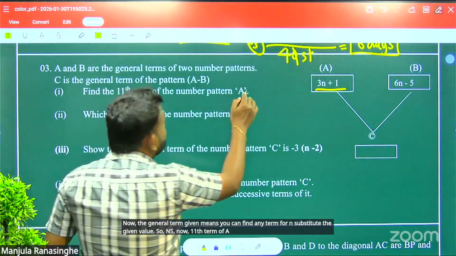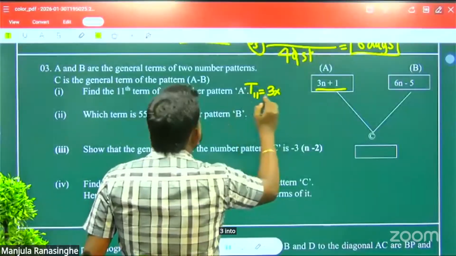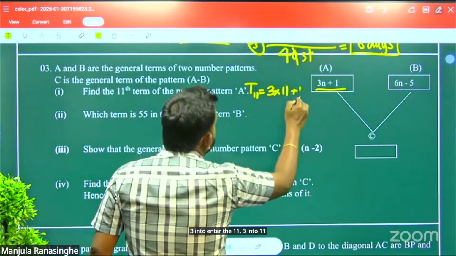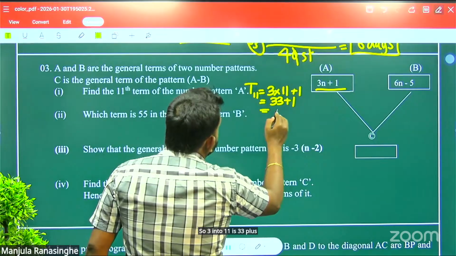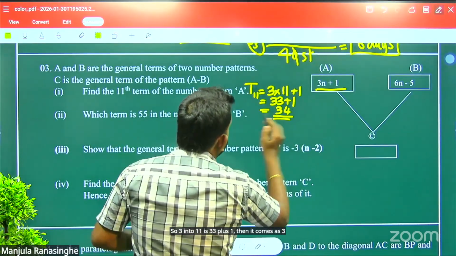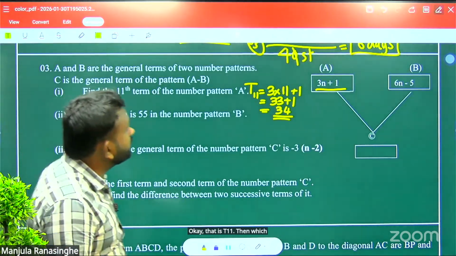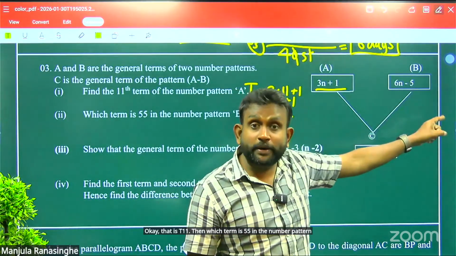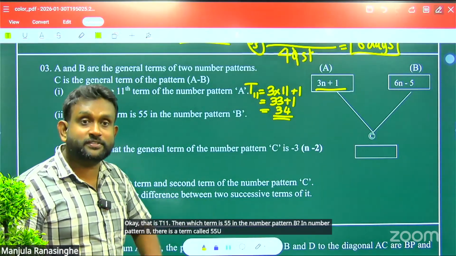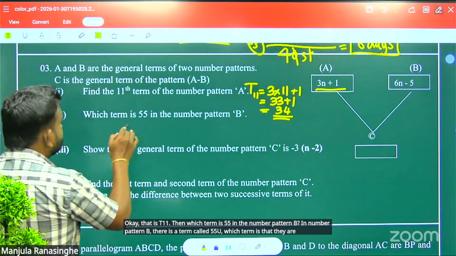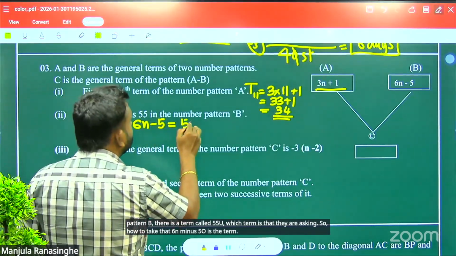So then you can take T11 equals 3 into 11 plus 1. So 3 into 11 is 33 plus 1. Then it comes as 34. Okay, that is T11. Then, which term is 55 in the number pattern B? In number pattern B, there is a term called 55. Which term is that, they're asking? So how to take that? 6n minus 5 is the term, equal to 55.